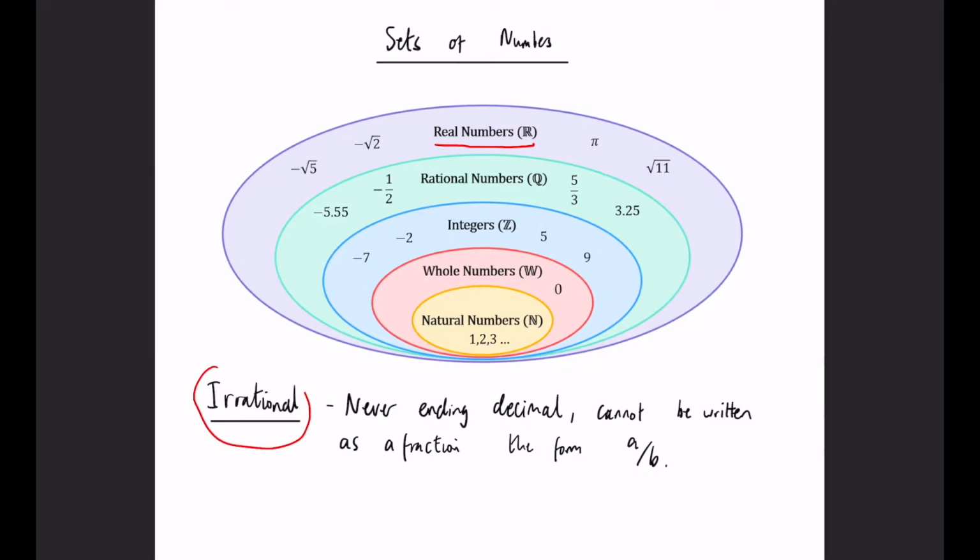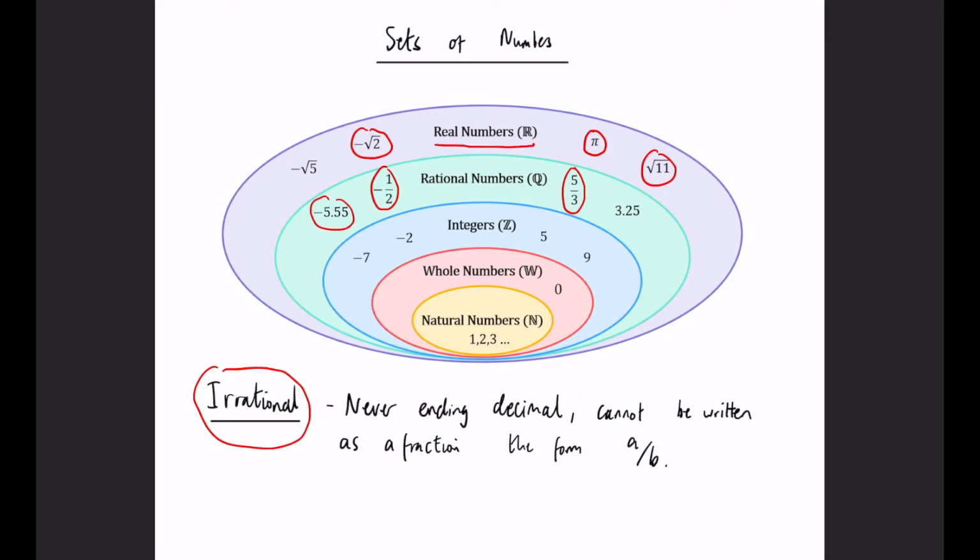Now, the main difference, as you can see in the definition here, is that an irrational number is a never-ending decimal that cannot be written as a fraction in the form a over b. For example, pi is an irrational number. Likewise, the square root of 2 is an irrational number. The square root of 11 is also an irrational number. Whereas something like 5 over 3 is a rational number because it can be written as a fraction. Likewise, minus a half. Any of these are rational numbers.